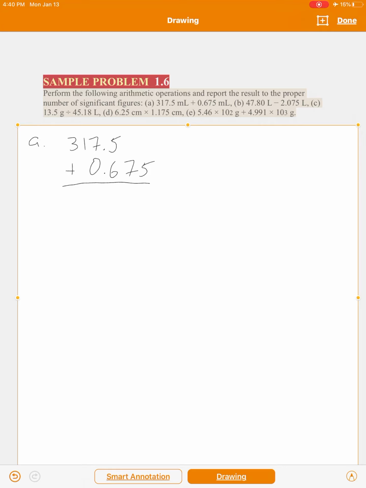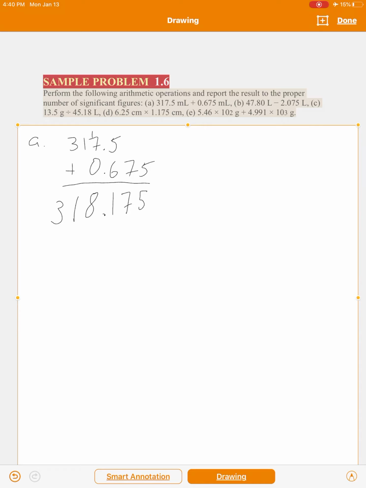So there's nothing here, there's a 5, so that's 5. Nothing here, plus a 7, so that's 7. 5 plus 6 is 11, so 1, carry the 1 there. There's our decimal point, that makes that an 8, and then a 1 and a 3.